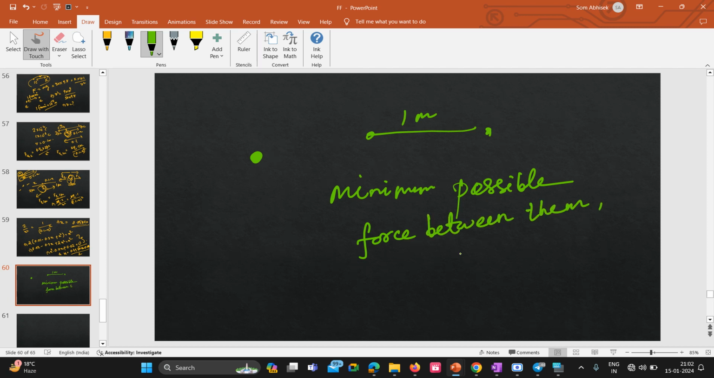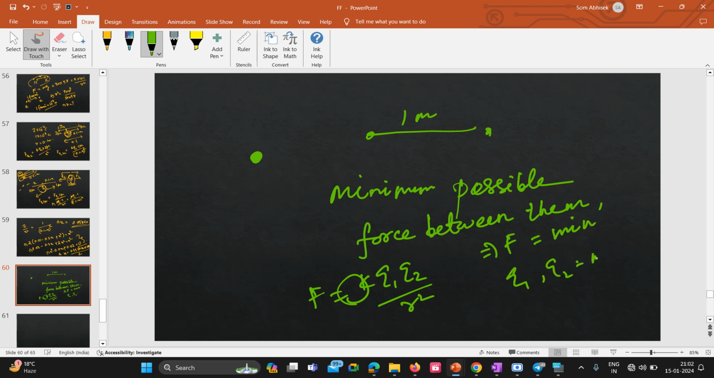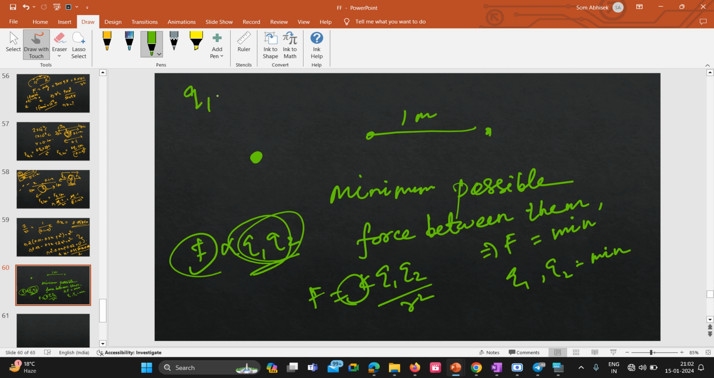So the force formula is what? F is equal to K Q1 Q2 by R square. R is given, K is known. For the force to be minimum, what should also be minimum? Q1 Q2 should also be minimum. Why? Because force is directly proportional to Q1 Q2. So if these two are minimum, then F will be minimum. Right?